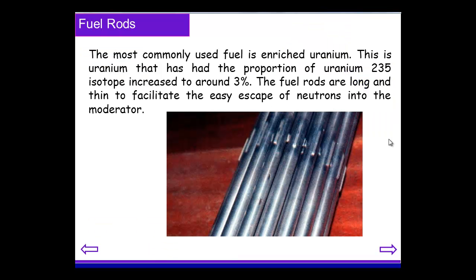First of all, the fuel rods. The most common is enriched uranium, and enriched uranium means that it has an increased amount of uranium-235 in the rod itself. So it's normally uranium, but the amount of uranium-235, that isotope, has been increased by a certain amount. And we'll talk more about enrichment in the future. And they tend to be long, thin rods, and they're trying to maximize the area there, so the escape of neutrons is maximized as much as possible.